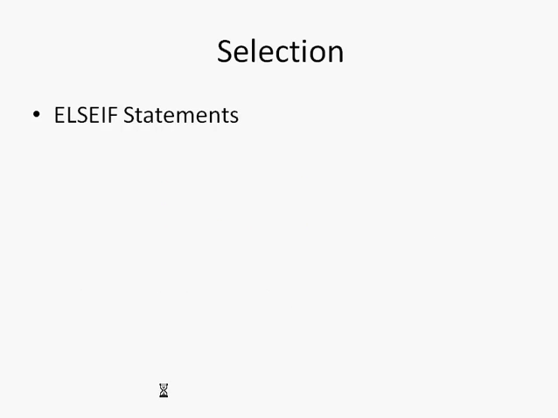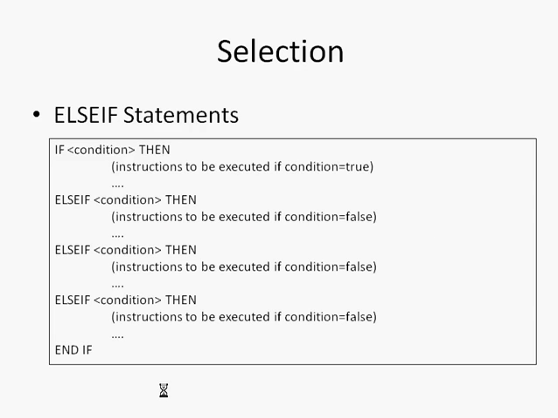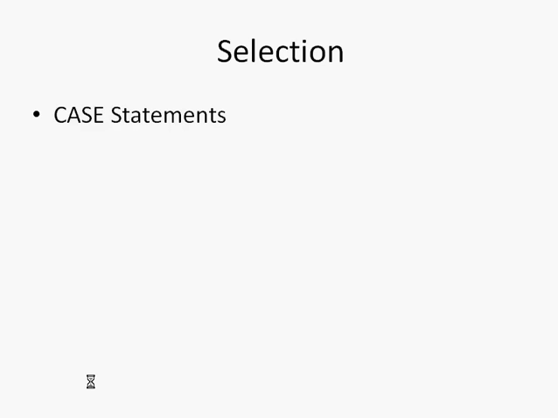There's also something called the else if statement, and that would be that sort of construct. If condition is true, then instruction to be executed if condition is true. Else if condition, then instruction to be executed if condition is true. These last three should say true. That's a deliberate mistake. That's what would happen with the else if statement. It just does a check each time, which leads on nicely to what are called case statements.